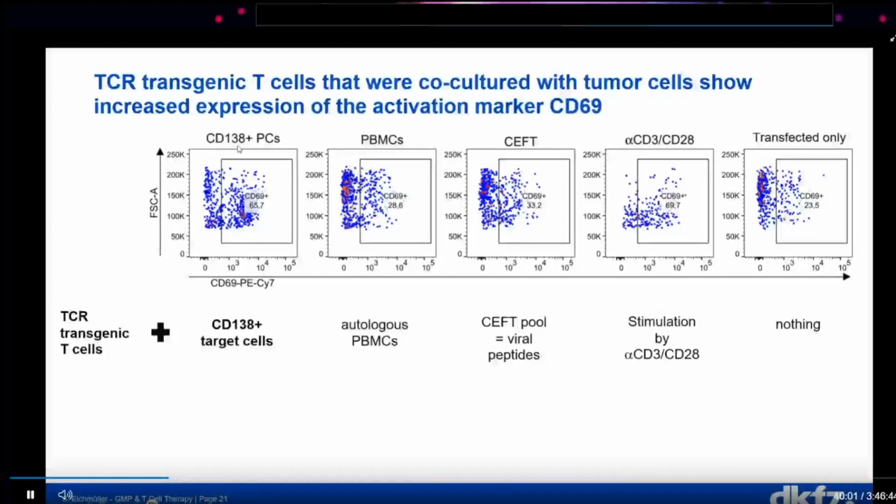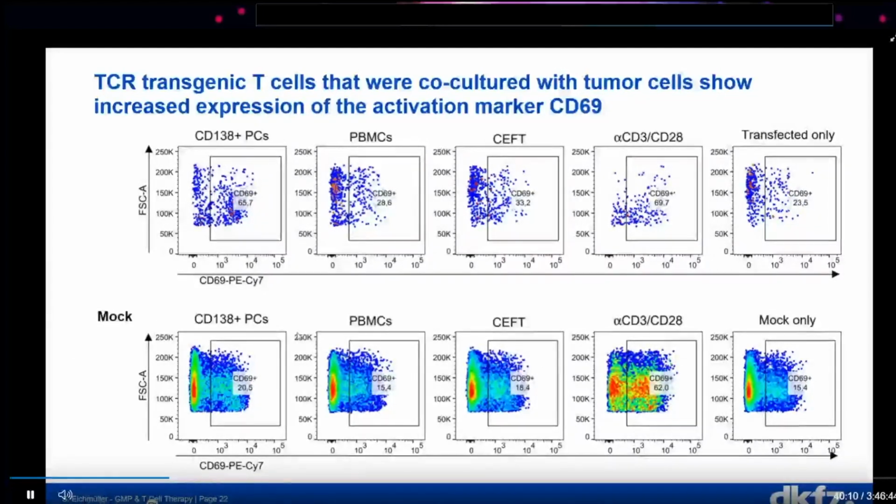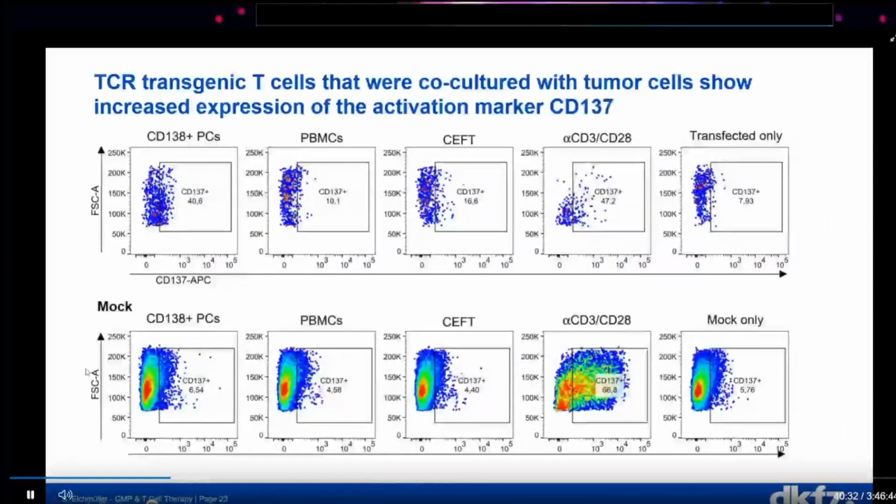CD138, I forgot to mention, is a marker overexpressed on myeloma cells within the plasma cell compartment. And of course, we did the same experiment with mock transfected cells. And here you can see we always are at the level of the background. Also, if we incubate with the tumor cells, it is really the TCR which gives the signal. Of course, the unspecific CD3, CD28 stimulation again gives a high signal.